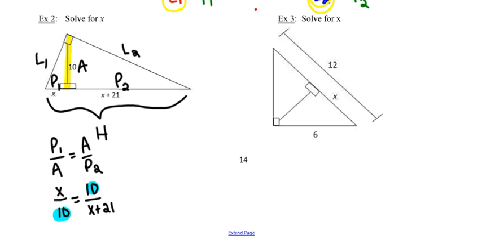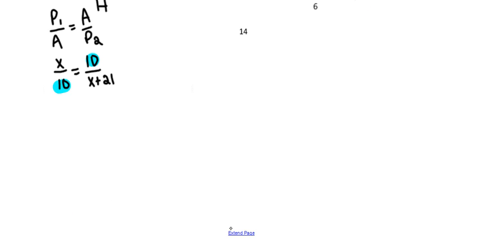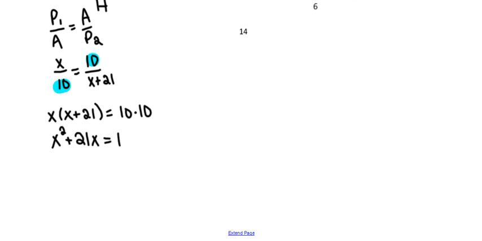So as you know from your algebra class and you're working here this year, the easiest way to solve a proportion is going to be to cross multiply. So I'm going to go ahead and cross multiply going in one direction, x times the quantity x plus 21 equals 10 times 10. Or in other words, when I distribute the left side of this, x squared plus 21x is equal to 100.